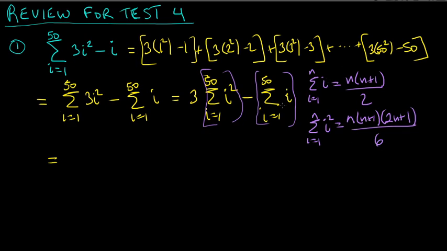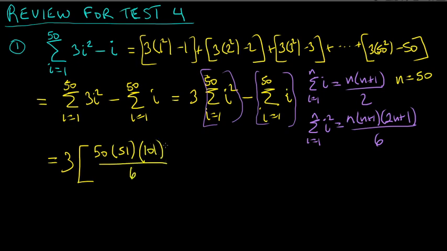They're in the book. Right, so this will be 3 times, so here n is 50, right? So this will be 50 times 51, and then 2 times 50 is 100, plus 1 is 101, divided by 6. So that's the i squared. And then we have to subtract the sum of the i's, which is the first one here. So this one goes here. So that's where I got the first term from. And then this will just be 50 times 51 over 2.